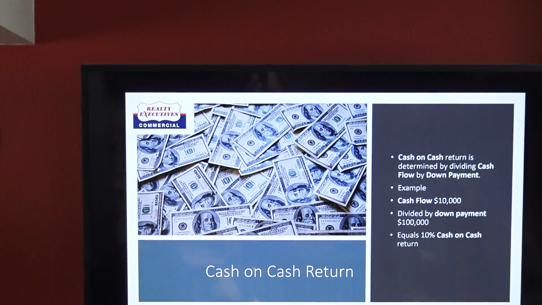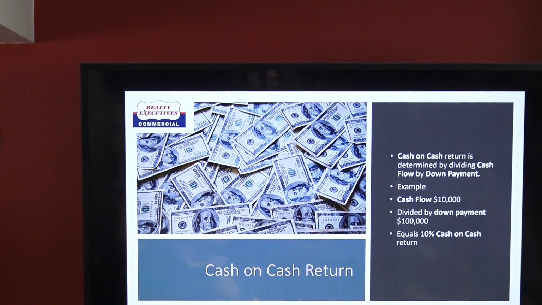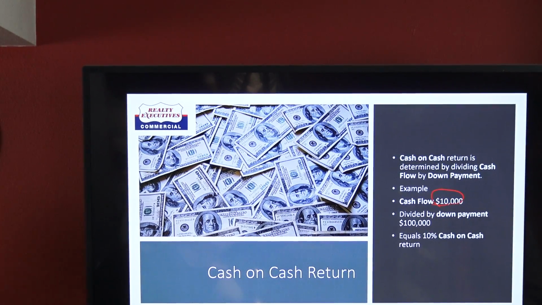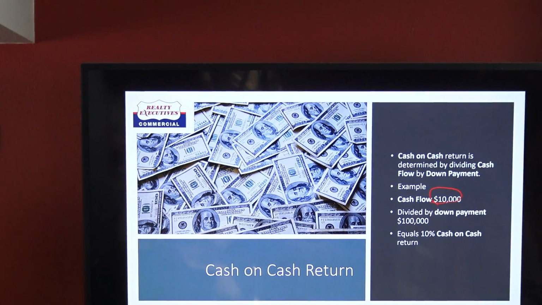Cash on cash return is determined by dividing the cash flow by the down payment. So therefore, remember our cash flow is $10,000, and if we put down $100,000, that means that our cash on cash return is 10%. Okay?